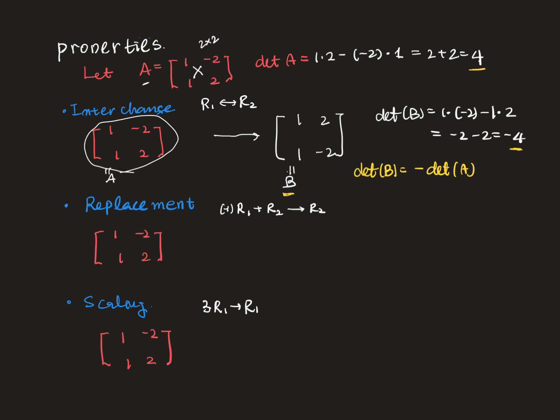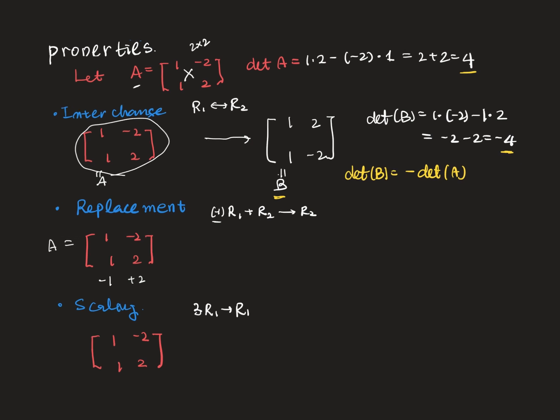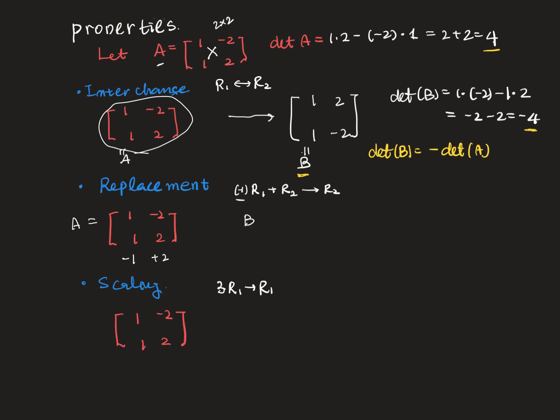The second part is here, we're going to do replacement. So I'm going to do negative 1 times the first row plus the second row, and that becomes the second row. So you're going to get negative 1, positive 2. Let's say this is matrix A. So the new matrix B, after this replacement, is 1, negative 2, 0, and 4. So what happened, guys? Let's calculate the determinant of B after replacement.